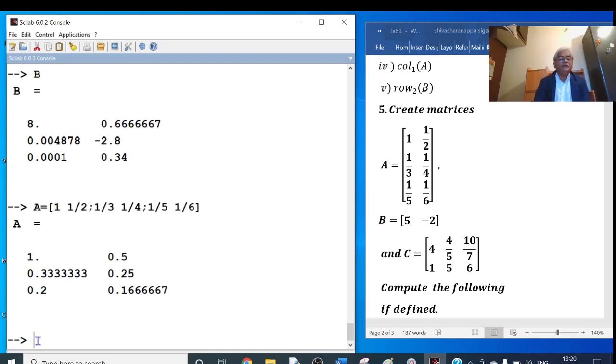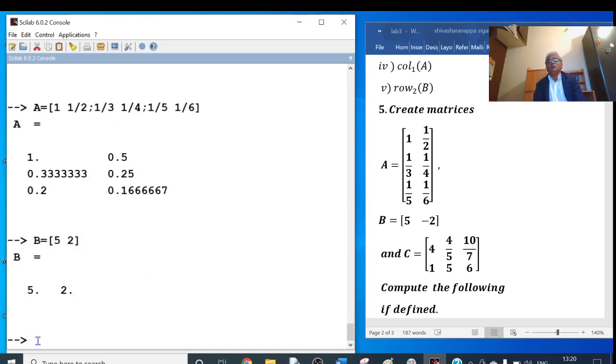Okay, just enter. I am getting this A. This is a 3 by 2 matrix. And capital B equal to, open square bracket, 5 and 2. Only one row is there. 5 space 2. Close the bracket here. Okay, this is our 5 and 2. And C is the matrix equal to, open square bracket.